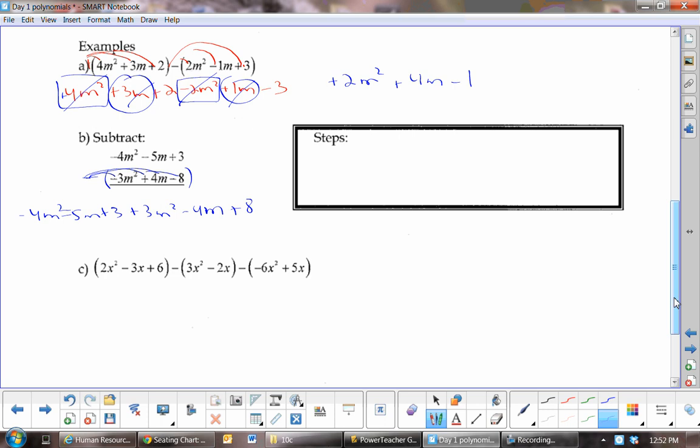Okay, so if I have a negative 4m squared meets a positive 3m squared, it will be negative 1m squared. If I have a negative 5m meets a negative 4m, that would be negative 9m. And if I have a positive 3 meets a positive 8, positive 11.